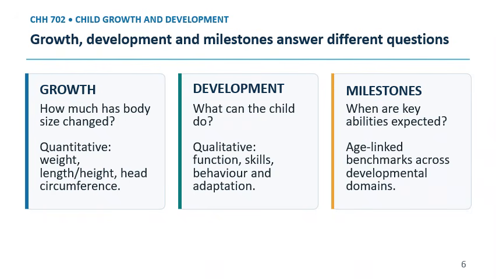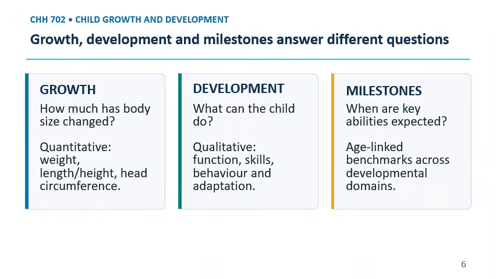Look at these 3 questions written under the headings. Under growth, the question is, how much has body size changed? Under development, it is, what can the child do? Under milestones, it is, when are key abilities expected? These questions prevent us from using the term loosely.